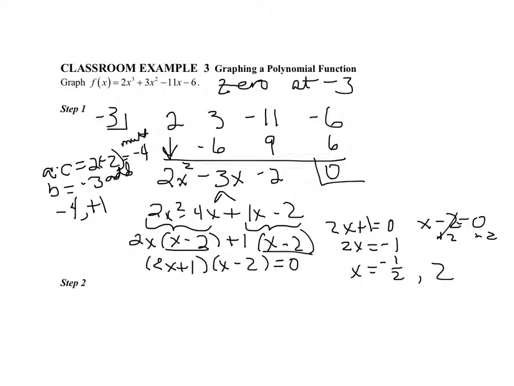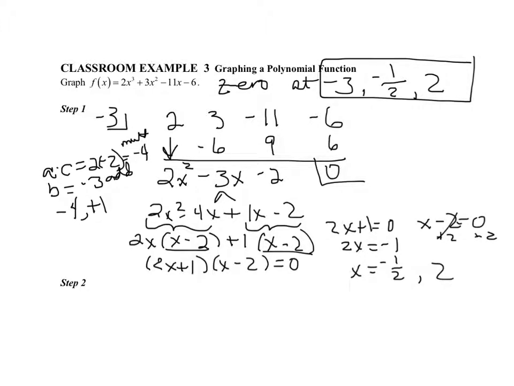So I have zeros at negative 3, negative 1 half, and positive 2. Those are my 3 zeros. And remember, the most number of real zeros I can have would match my exponent. My leading term has an exponent of 3. These are the only zeros I have, these 3 zeros.